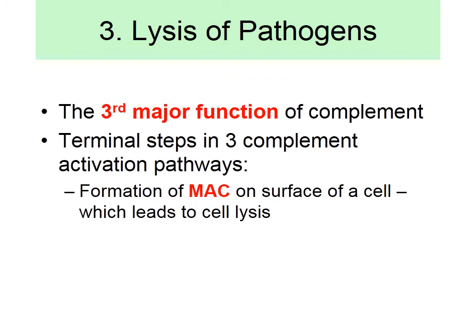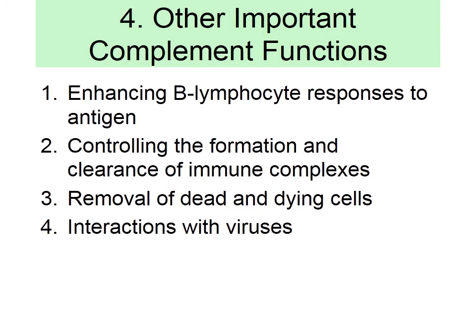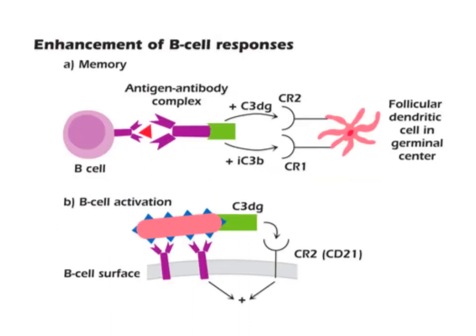Now, these are not the only three functions that complement proteins have. We have a bunch of other functions there. If you look at some of the functions that your book has mentioned, number one, as we discussed earlier, they enhance B lymphocyte responses to antigen, and I'm going to discuss that in a while. Number two, they control the formation and clearance of immune complexes, which is important. Number three, removal of dead and dying cells. And number four, keep in mind, it may have seemed that we discussed only bacteria, but they also help us get rid of viruses, and they also interact with viruses.